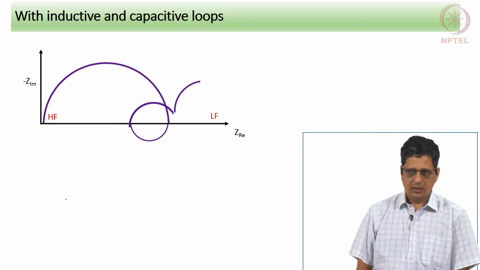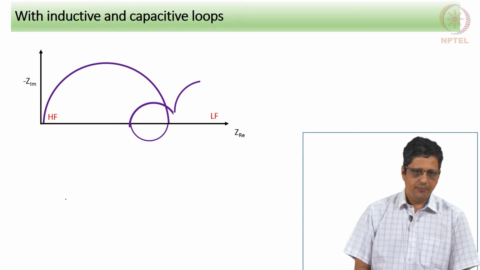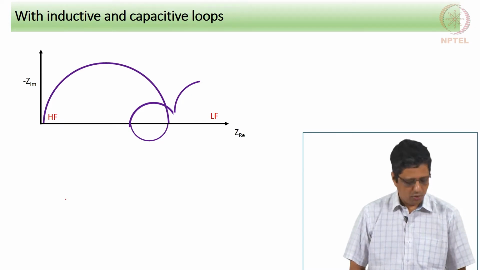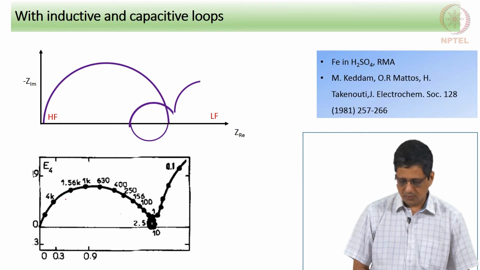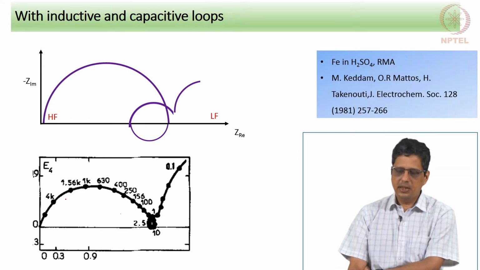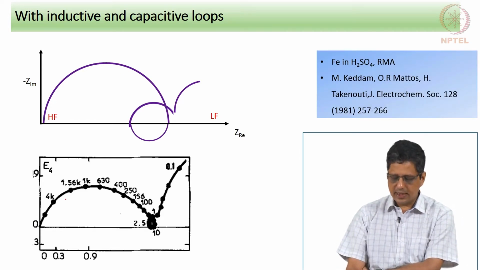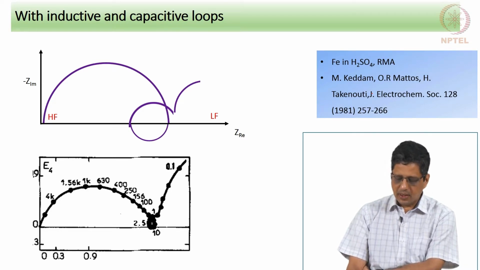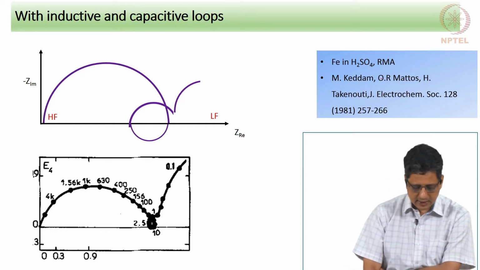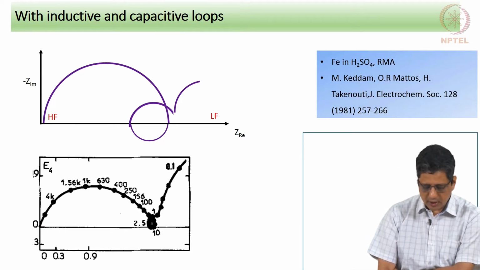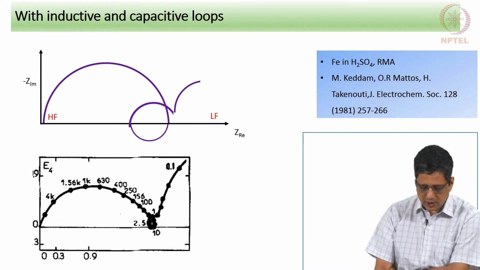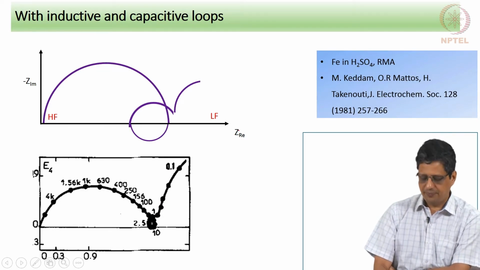This is a capacitive loop at high frequency, inductive loop at mid frequency, 2 capacitive loops at low frequencies. Again seen in iron dissolving in sulfuric acid, published in 1981 by Professor Kedem's group, and this is analyzed using mechanistic analysis. If you see the actual data, you can see the high frequency loop, a small inductive loop followed by a small capacitive loop, but before it is completed, the next capacitive loop manifests here. Okay.